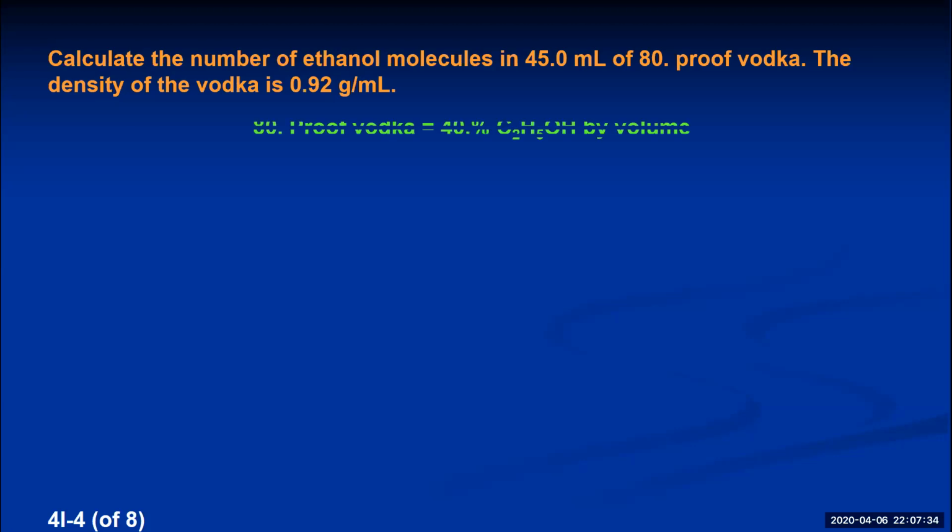And if I write that as an equality statement, 80 proof vodka equals 40% ethanol by volume. That's what proof means. So you could have something as high as 200 proof. That would be 100% ethanol. Now, this is by volume. So let's do this. If we had, let's say, 100 milliliters of vodka, and we know it's 40% ethanol by volume, 100 milliliters of vodka would contain 40 milliliters of ethanol. So that's an important relationship we can derive from that particular data about the proof of the vodka.